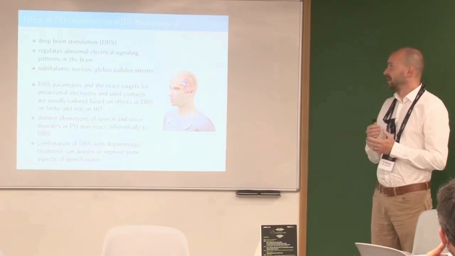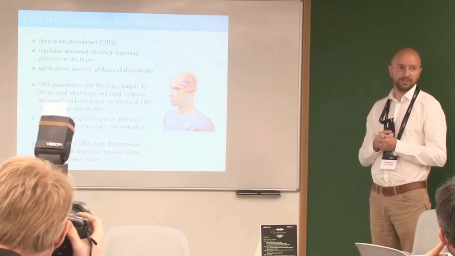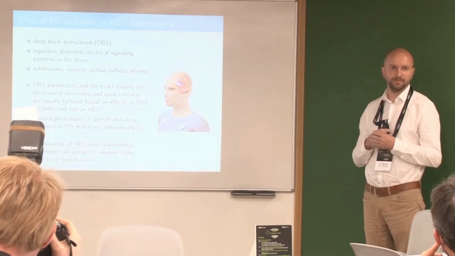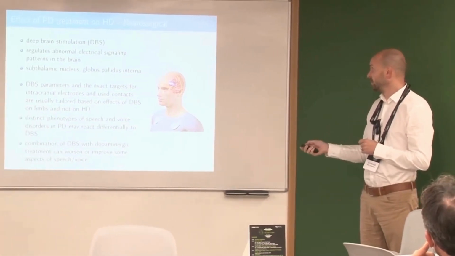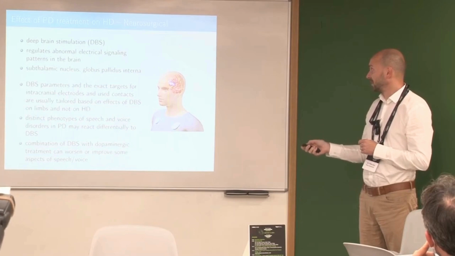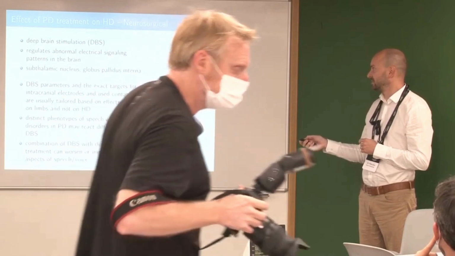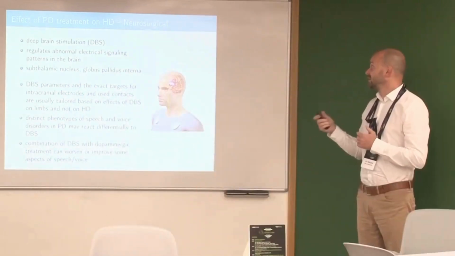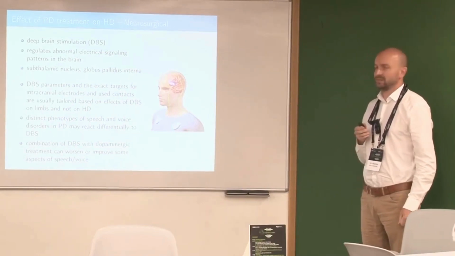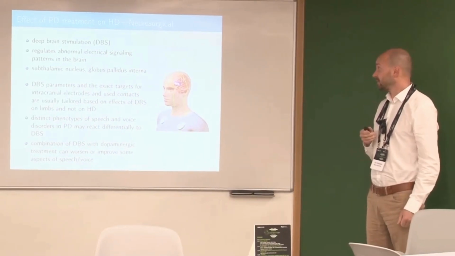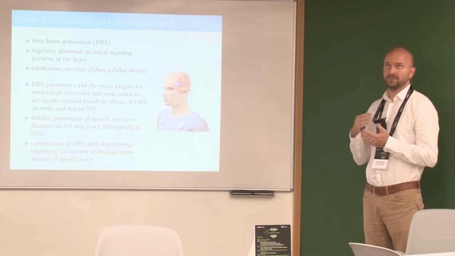The second approach of Parkinson's disease treatment is invasive. It's called deep brain stimulation. And in the frame of this stimulation, we use some electrodes implanted in subthalamic nucleus or globus pallidus interna. And these electrodes regulate abnormal electrical signaling pattern in the brain.